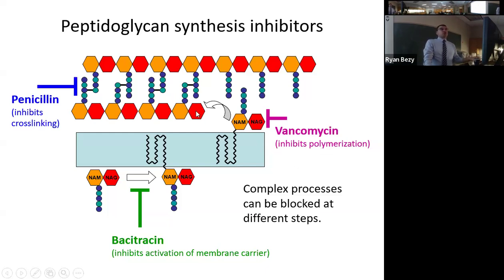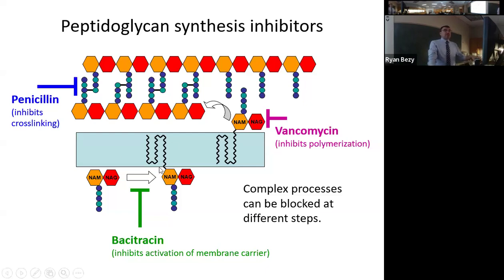Vancomycin inhibits sugar polymerization. We talked about peptidoglycan synthesis earlier in the semester, but at one point the NAM, NAG sugars get added on and you build a polysaccharide sugar. Vancomycin is an antibiotic that actually inhibits it, so you cannot join the new sugar units onto the polysaccharide chain, and you can't make new peptidoglycan because it inhibits that particular step.